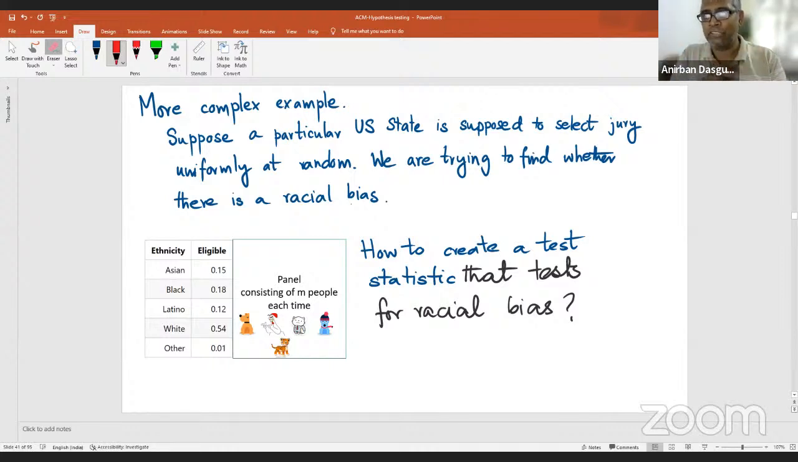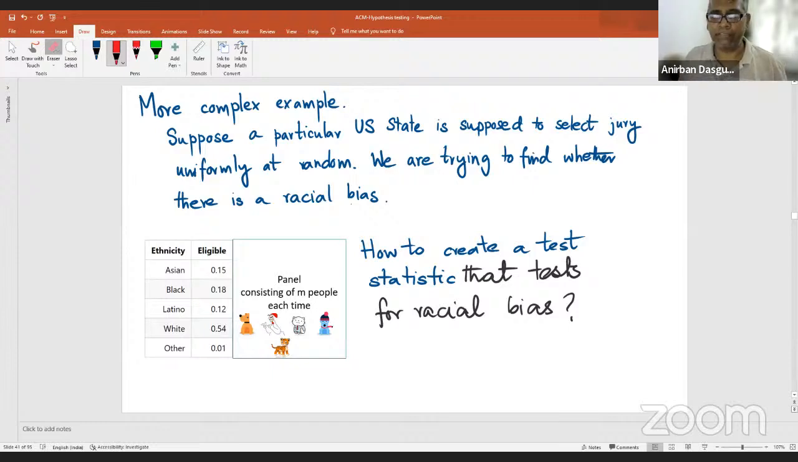So then, among the people who are eligible to be jurors, 15% are Asian, 18% are Black, 12% are Latino, 54% are white, and 1% are other. This is a breakdown of the eligible population.